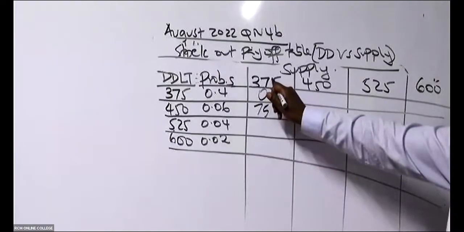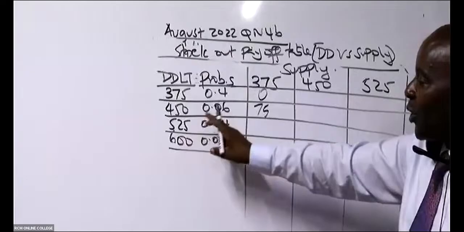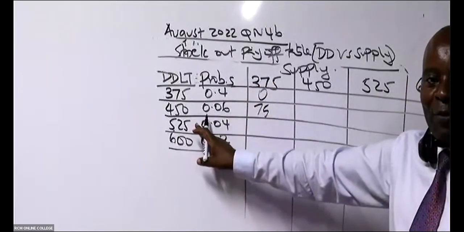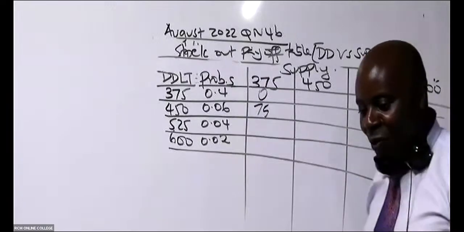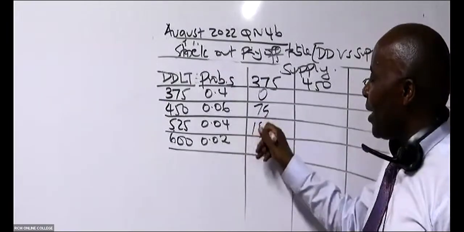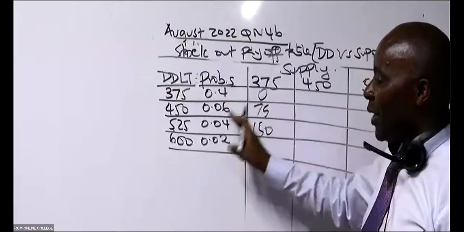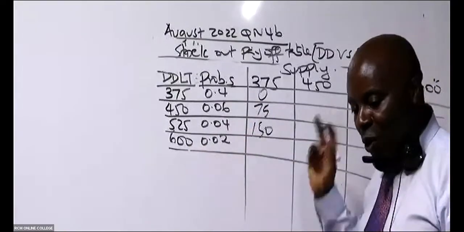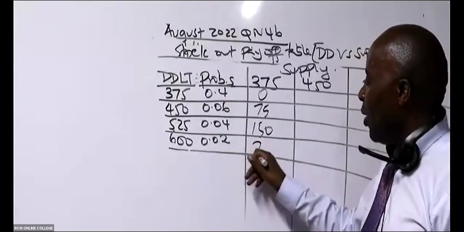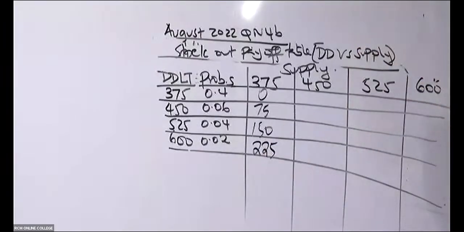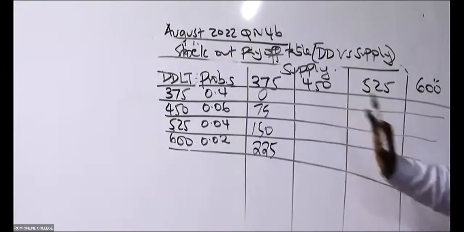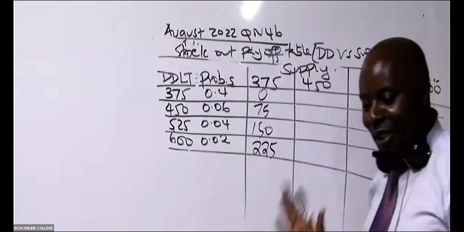If I supply 375 and they come 525, so you take 375 minus 525. You give me an answer. Somebody's giving me 150. And then 375 versus 600. How many do I disappoint? 225, like that. And then now you come and run this other race of 450. The same procedure.